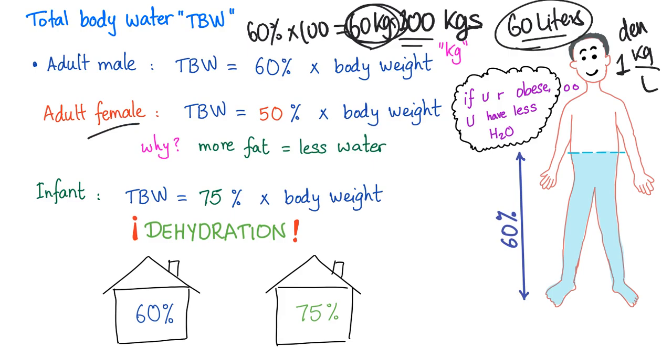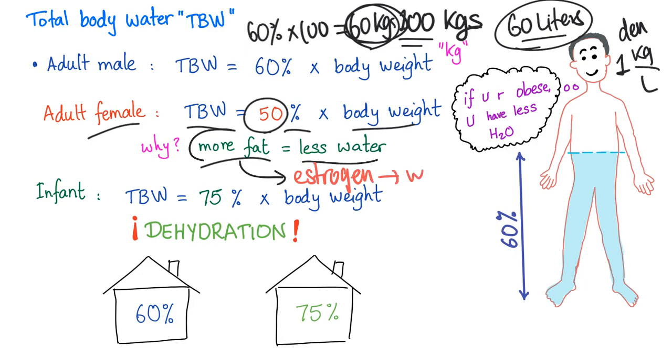Cool. In an adult female, total body water is 50% of the total body weight. Why less water in females? Because they have more fat. And as you know, water and oil don't mix. More fat, less water. Why do they have more fat? Because they have estrogen. Estrogen does what? Widens the hips, increases the fat, gives the female contour and nice curves. More fat, less water. Then, total body water in an infant equals 75% of body weight.